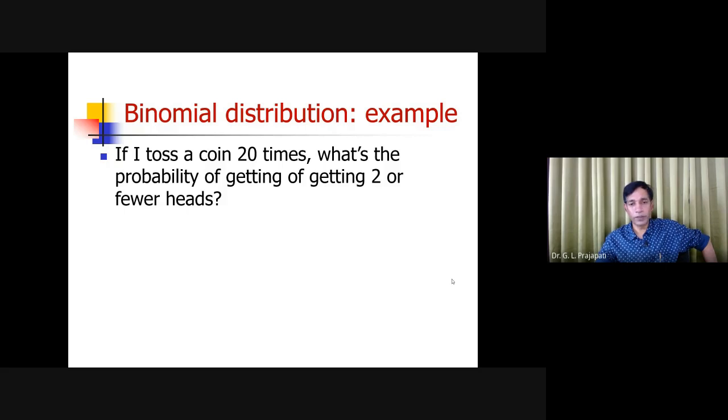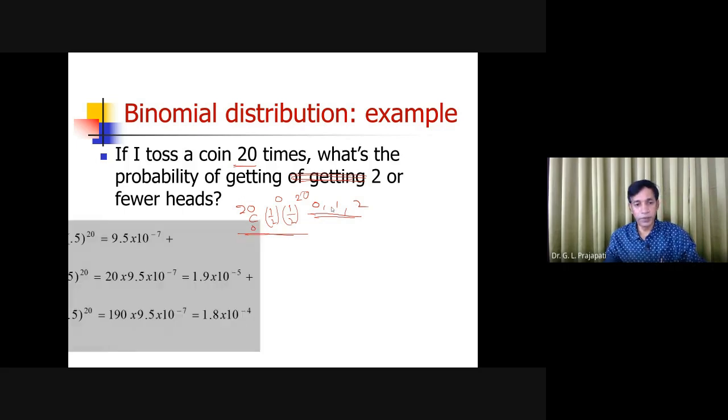If I toss a coin 20 times, what's the probability of getting 2 or fewer heads? It means the probability of getting either 0, 1, or 2 heads. You have to find the probability of getting 0 heads, the probability of getting 1 head, and the probability of getting 2 heads, then you find the summation. So this is the probability of getting 0 heads, like this. This is the way you can do it.